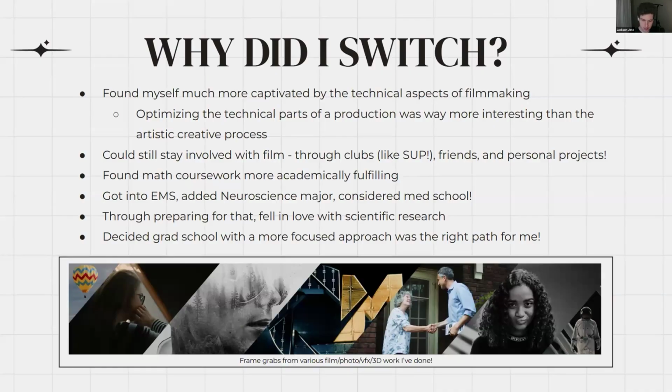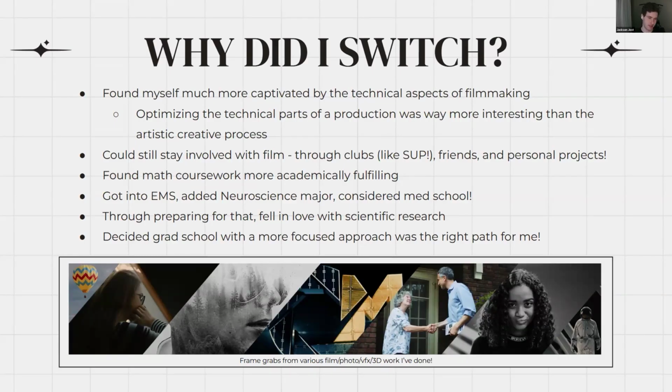And when you're preparing for med school, you need to get a bunch of prerequisites done, like clinical time, research time. And through that is where I actually fell in love with research, because I joined a research lab. And that's when I really found that research is the thing that I really enjoy. And so after deviating from that course, I decided I think grad school is the more appropriate path for me rather than strictly med school or something.